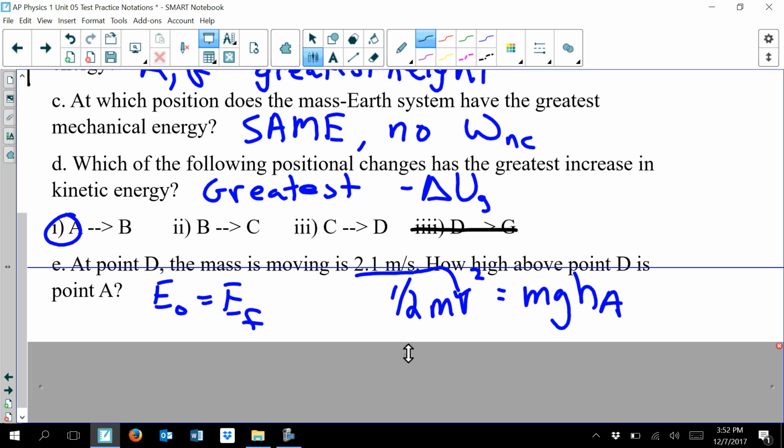At point D, the mass is moving. How high above point D is point A? Again, just like the last problem with the roller coaster, our beginning total energy equals our final total energy: 1/2 mv squared at point D, mgh at point A. Plug in and solve.